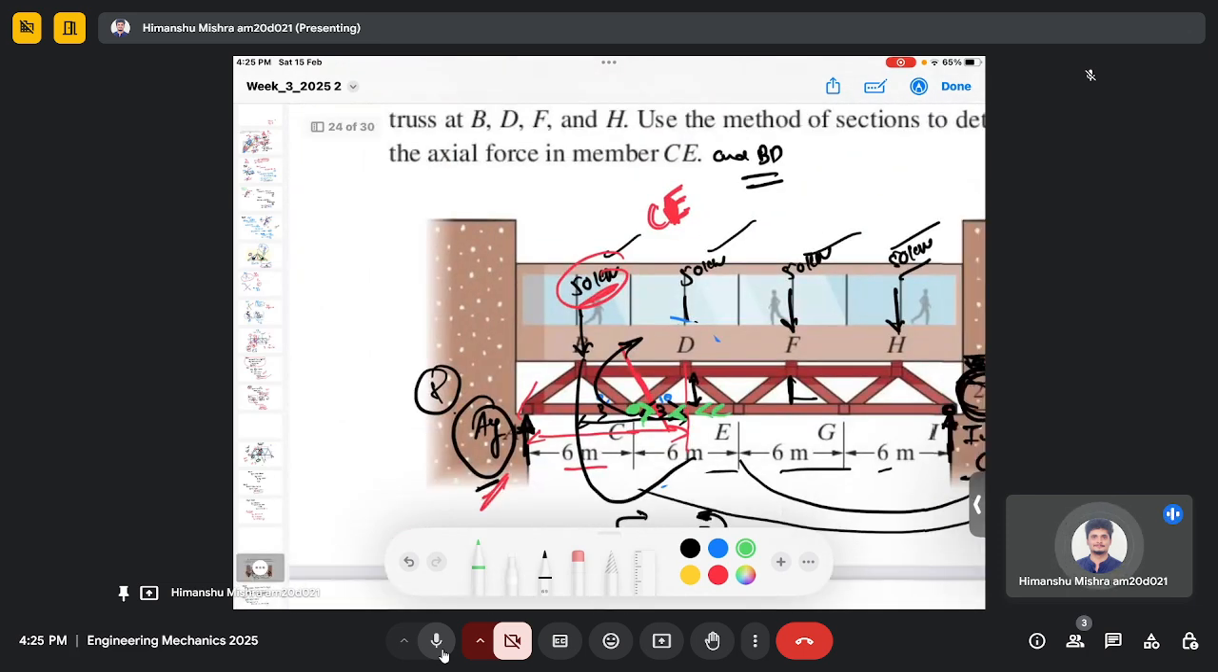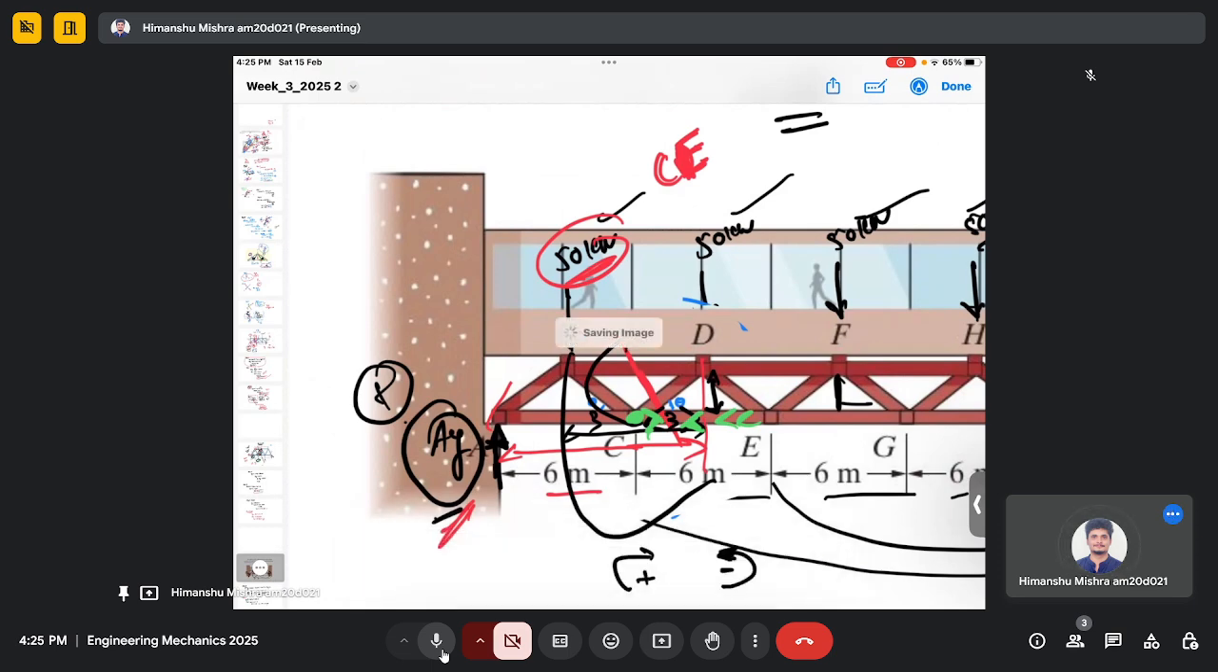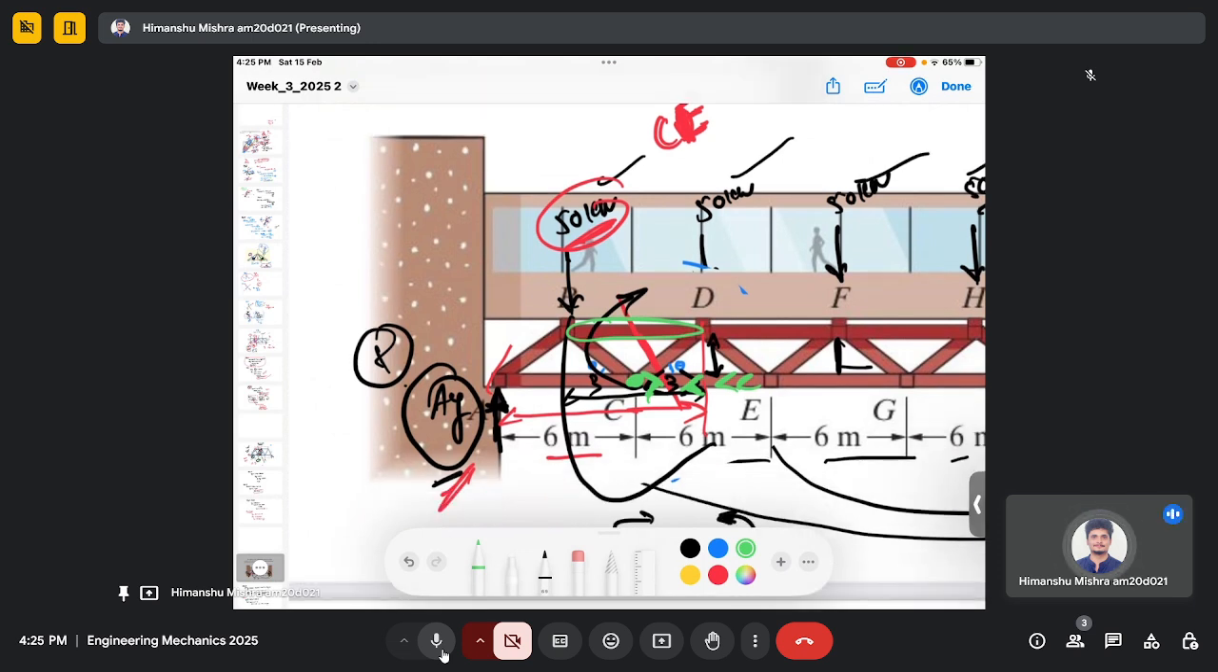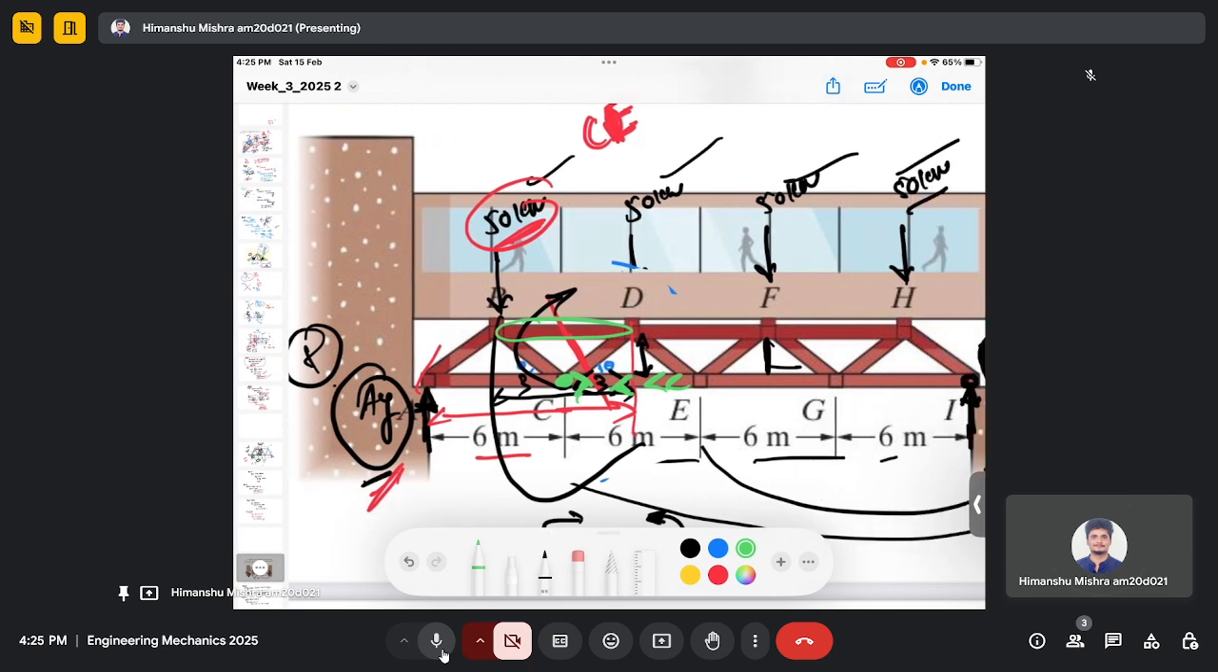Then we need to find the force in BD as well. Hello, Himanshu. Yes. Though we consider the left side of the section, why do we have to take the moment from D? If we take the moment from D only, we get CE, am I right? Or can we also calculate CE from the moment about B?